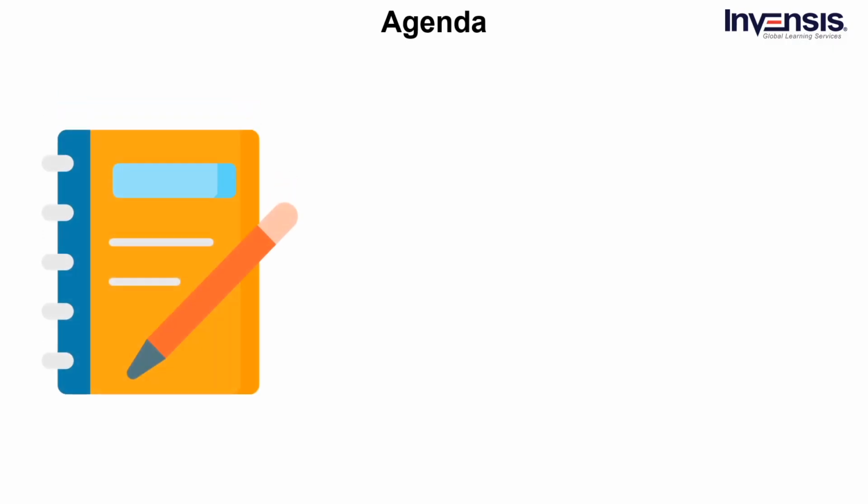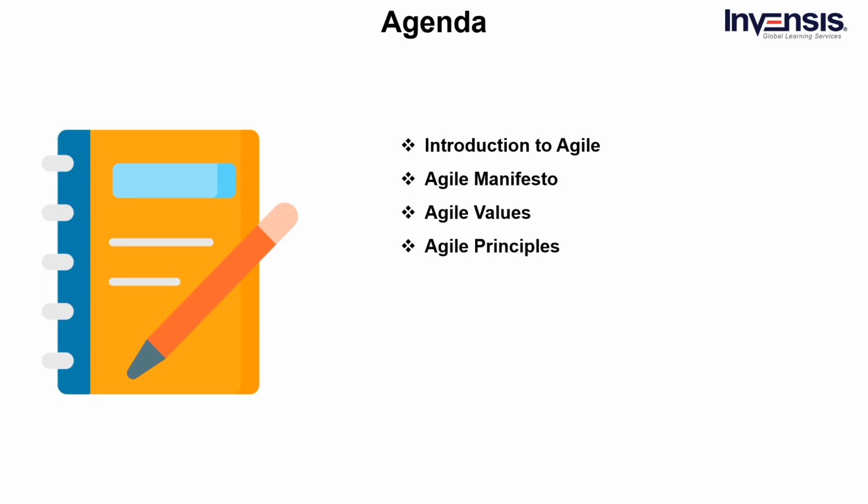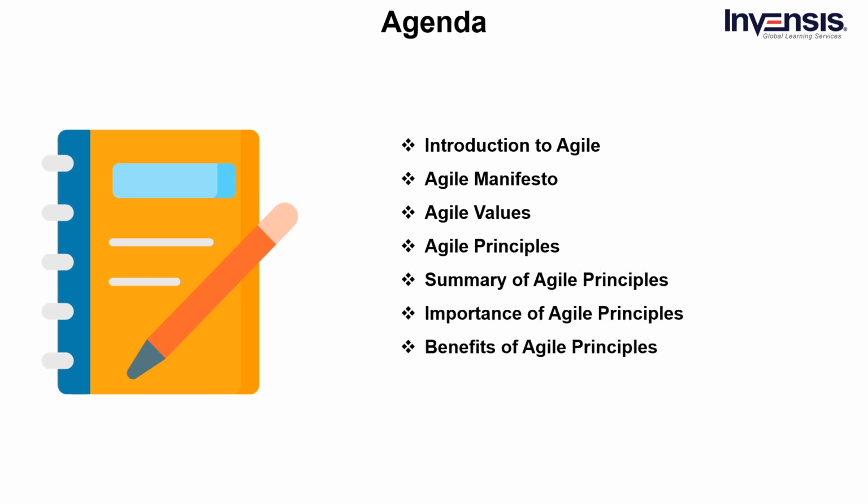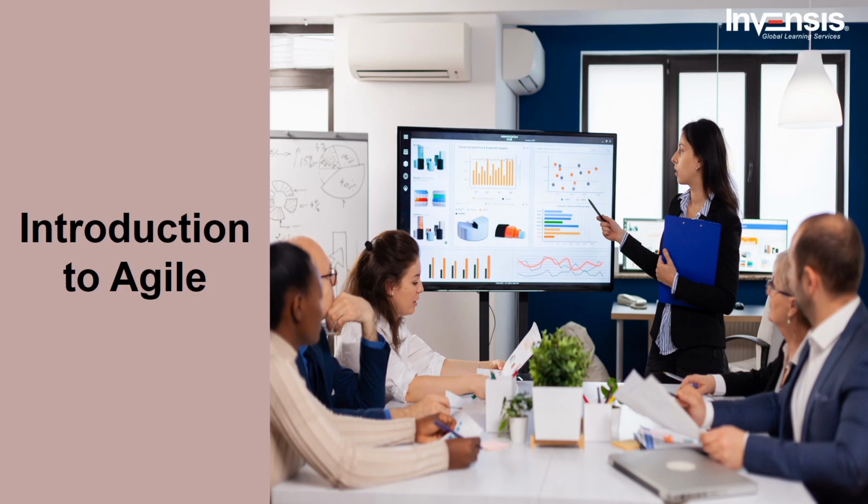Agenda. In today's session, we will start with our plan on Agile Principles. The first and foremost topic is Agile. Then we will jump into our second topic, that is the Agile Manifesto. After that, we will start with Agile Values and Principles and a summary of Agile Principles. Then we'll start with the importance and benefits of Agile Principles. Finally, we'll explain when do we need Agile Principles? Sounds interesting, right?